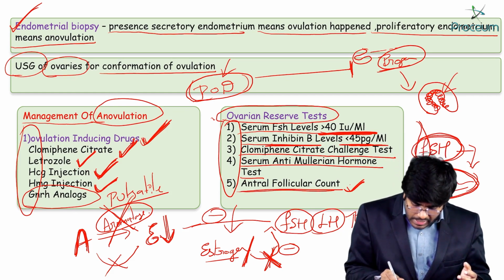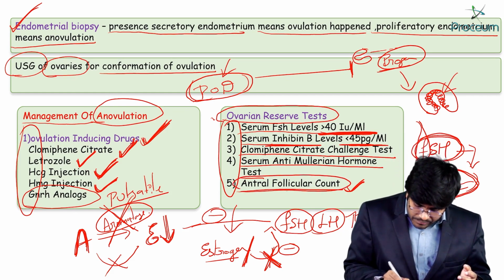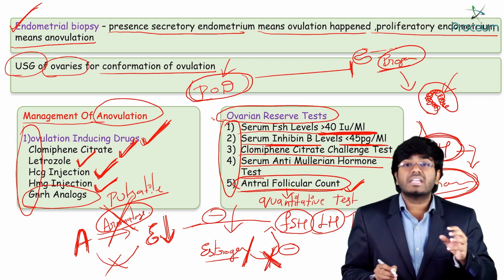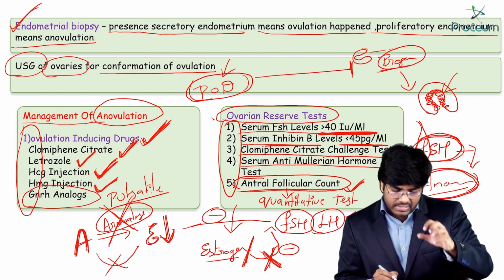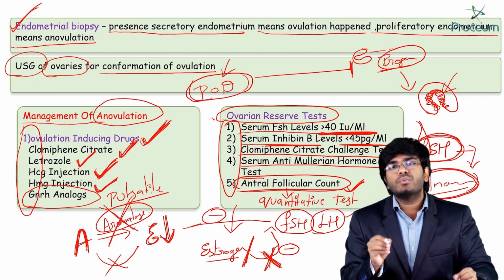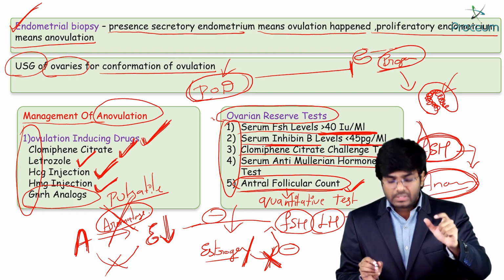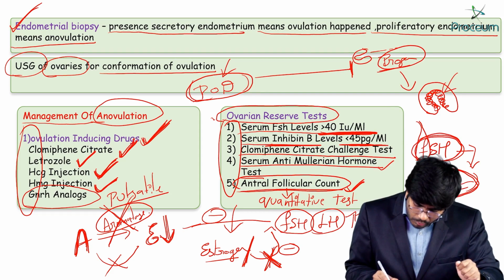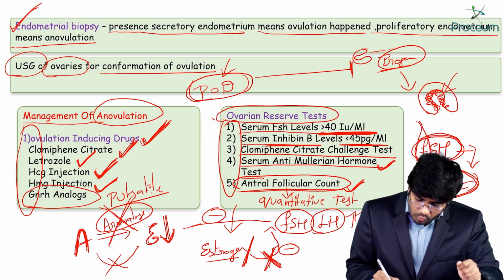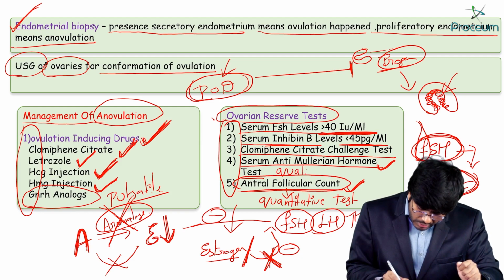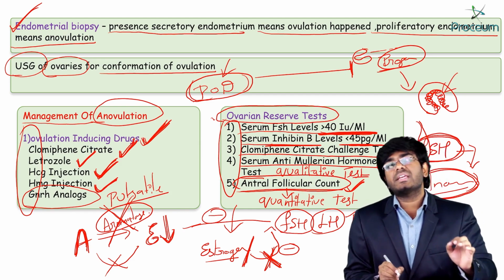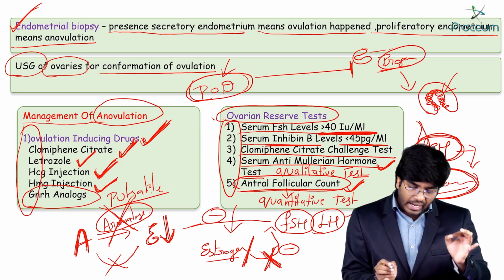So please remember, antral follicular count is a quantitative test. Quantitative test means you are checking the quantity, the number of the ovarian follicles, antral follicles. And if someone asks you the qualitative test, the best test to know the ovarian reserve is the anti-Mullerian hormone test. Anti-Mullerian hormone test is the qualitative test, and the best test is serum anti-Mullerian hormone levels, and antral follicular count is the quantitative test.